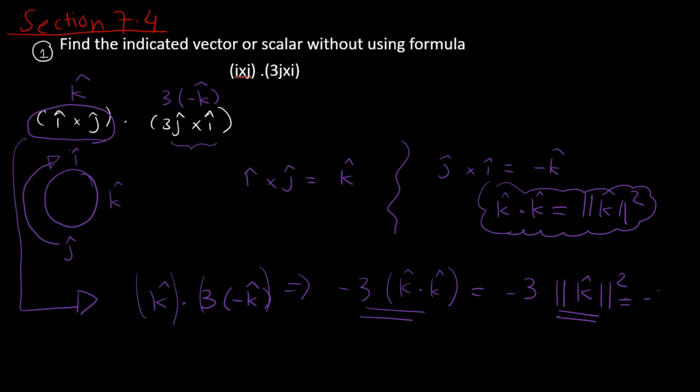So here we have 3 times 1 squared, which simply gives -3. So -3 is the answer to this question.